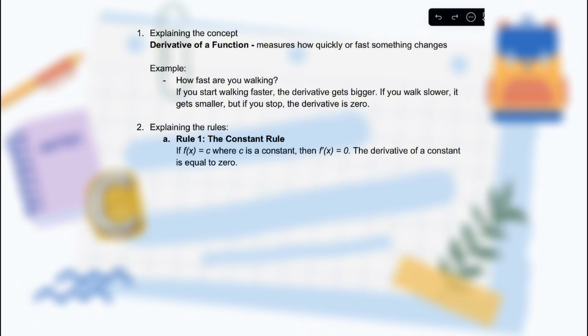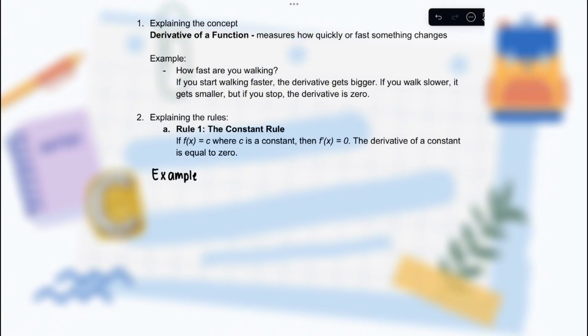So we have here our rule number 1, the constant rule. If f of x is equal to c, where c is a constant, then f prime of x is equal to 0. The derivative of a constant is always equal to 0. So let me give you an example. F of x is equal to 30. So our f prime of x is equal to 0. Another example. G of x is equal to 8 pi. So our g prime of x is equal to 0.